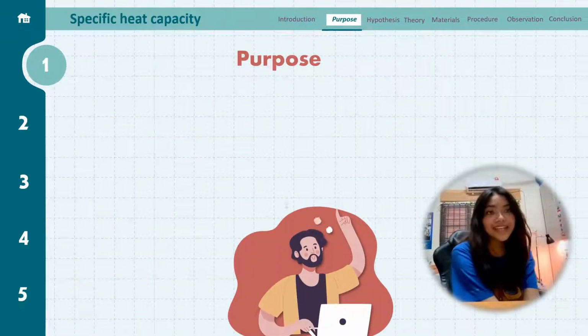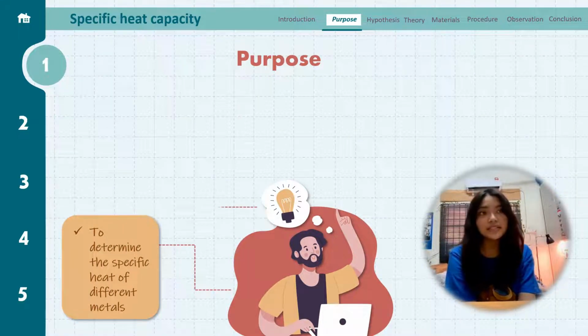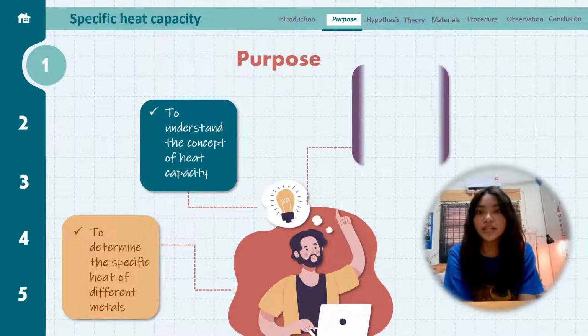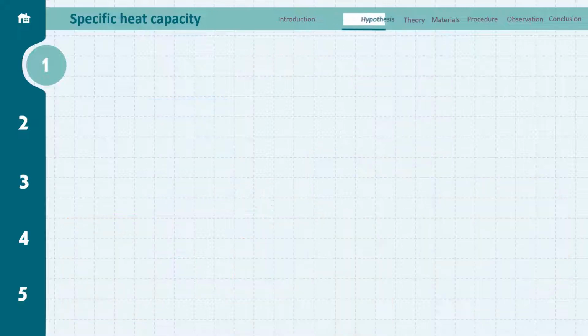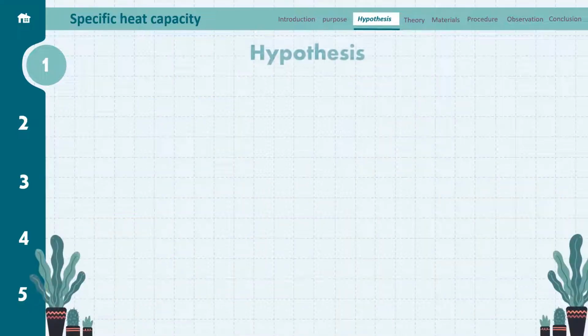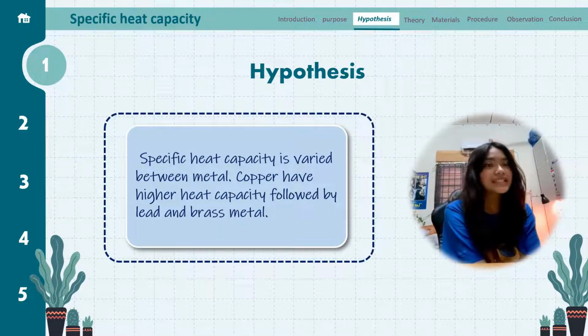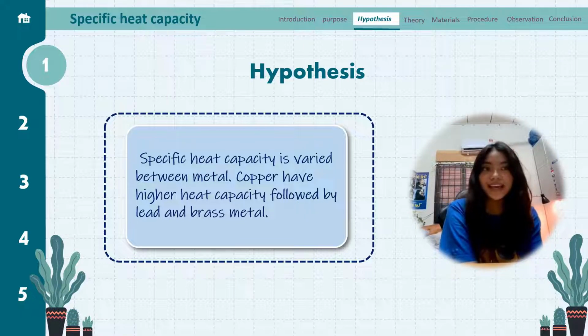The purpose of this experiment is to determine the specific heat of different metals, to understand the concept of heat capacity, and to learn how to calculate specific heat capacity. For the hypothesis, specific heat capacity varies between metals. Aluminium has a higher heat capacity, followed by copper and brass.